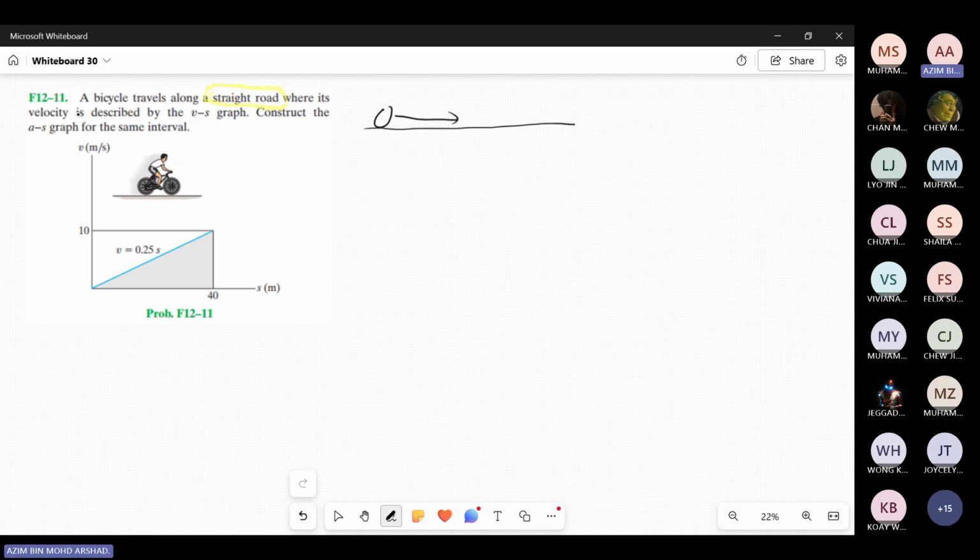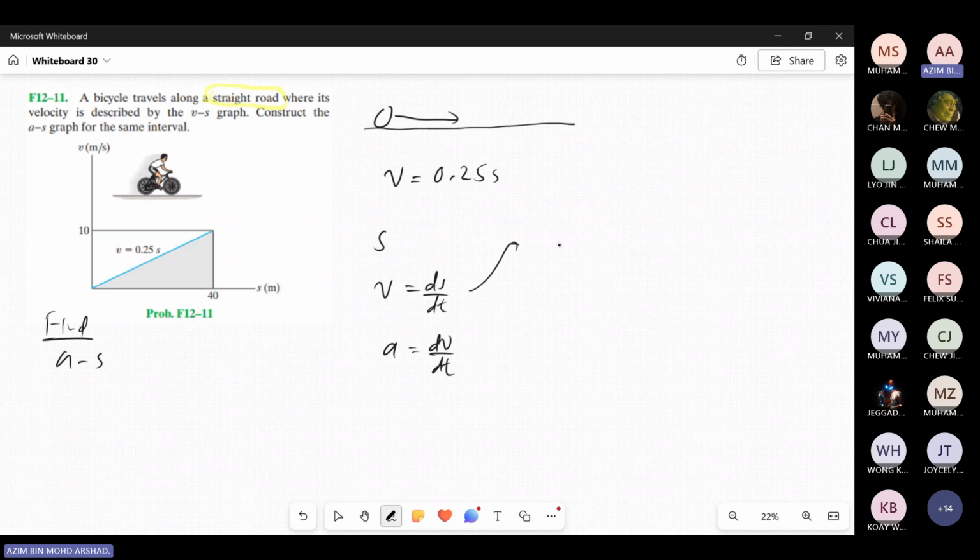So the velocity is described by this v-s graph, and there's this equation v equals 0.25 s. Okay. So construct the same a-s graph. You need to find the a-s graph. This is actually very simple, but you have to remember the third equation that we have. If you remember, we have s, and then we have v equals ds/dt, then a equals dv/dt.